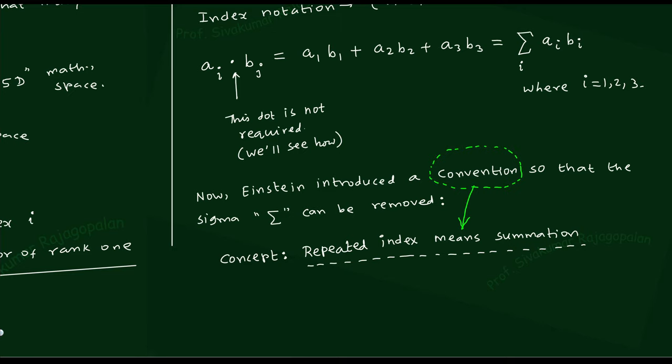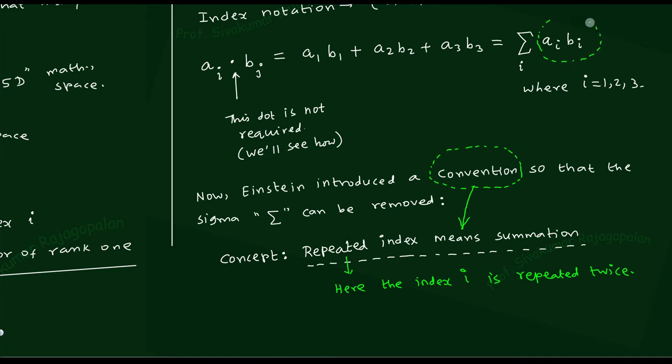The index will repeat. That is important, so you have to observe where the index is and which one repeats. If there are two indices, I will repeat itself, J will repeat; that's what I'm writing. The index will repeat two times. Is it there or not?